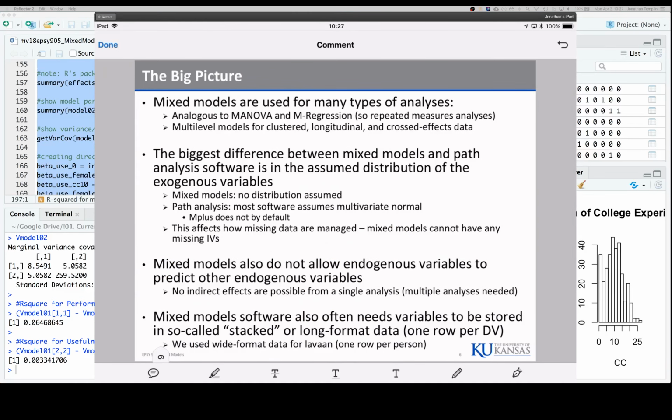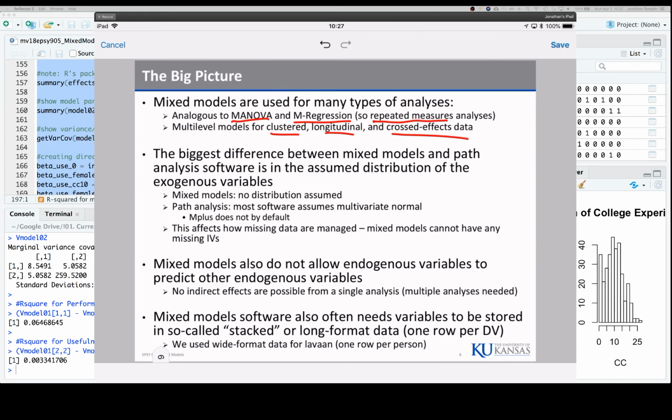So the big picture is that mixed models are used for a number of types of analyses. These are actually analogous to multivariate MANOVA, which you may have heard of before, or certainly you may hear your advisor speak about, and they're also analogous to multivariate regression. So we see this quite frequently used when people say repeated measures, or a bunch of observations taken from the same person within a study. We can also use these types of models for multi-level models for clustered, longitudinal, and cross-effects data. So there's a lot of places.